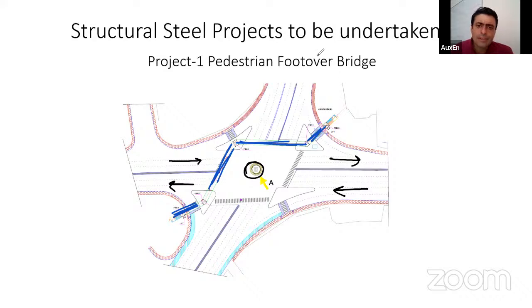And you can see this type of footover bridge was planned to basically help the pedestrians cross this big rotary, because this is a very, very big circle. There are zebra crossings, but an effective solution was needed, for which this type of pedestrian footover bridge was planned.